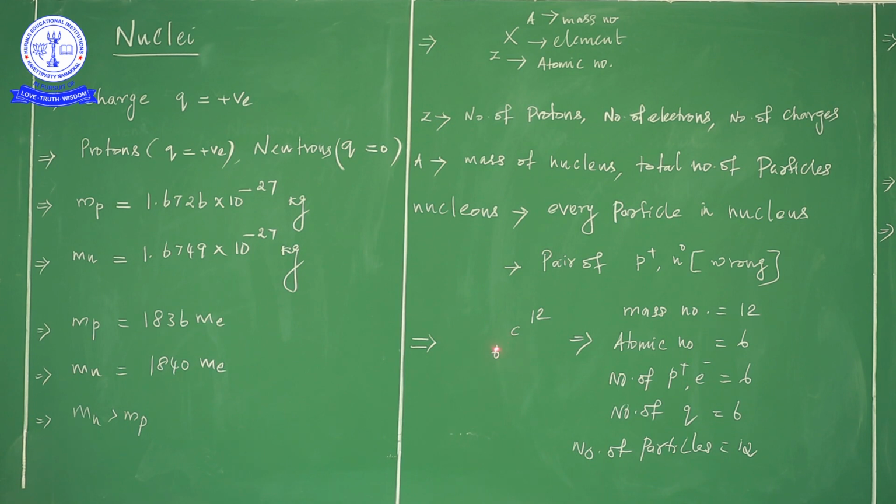The total number of charges for the carbon nucleus is 6. So right, then 12 is the mass number. The mass number indicates the number of particles in the particular atom. Here we are taking a carbon atom. So in the carbon atom we are having 12 particles.